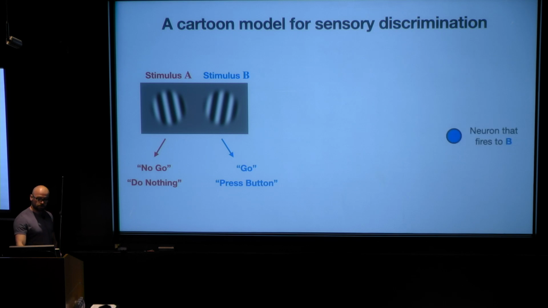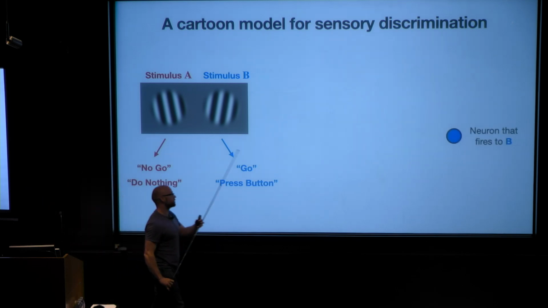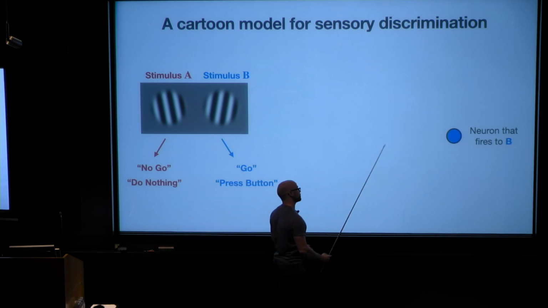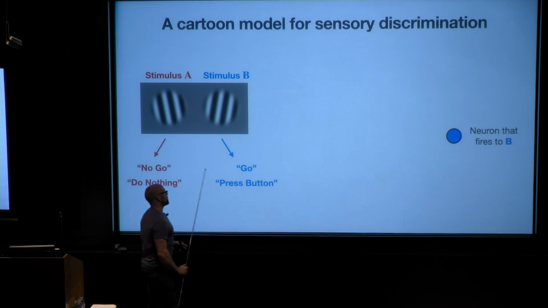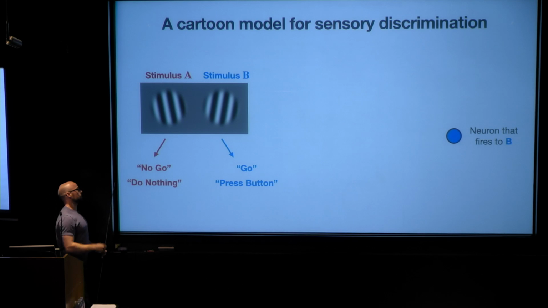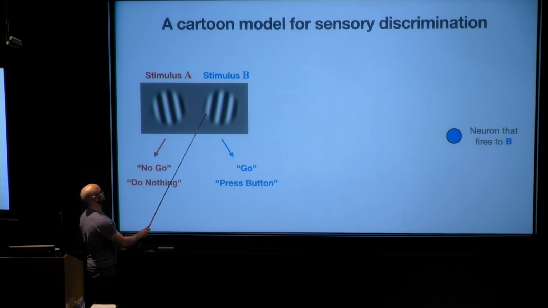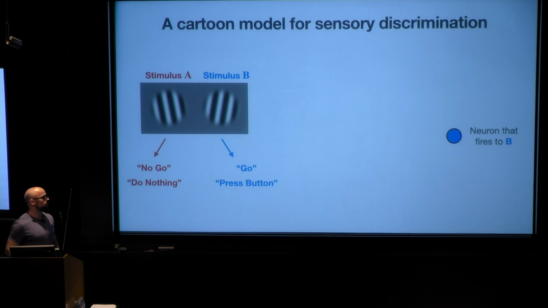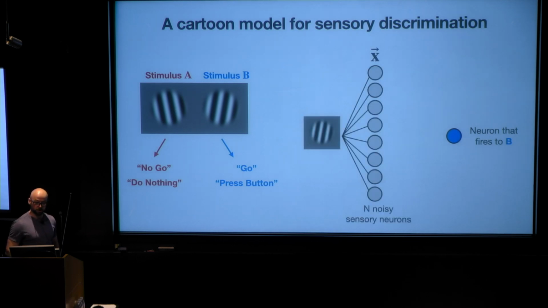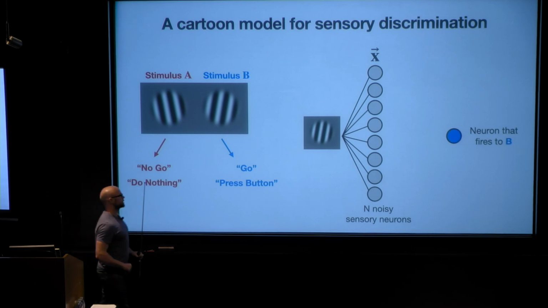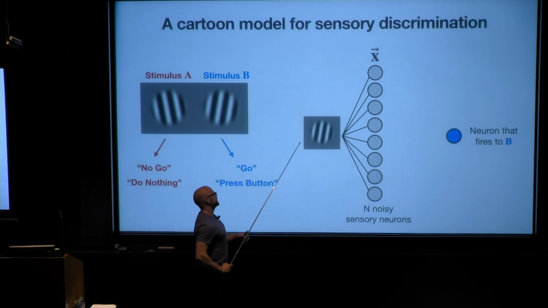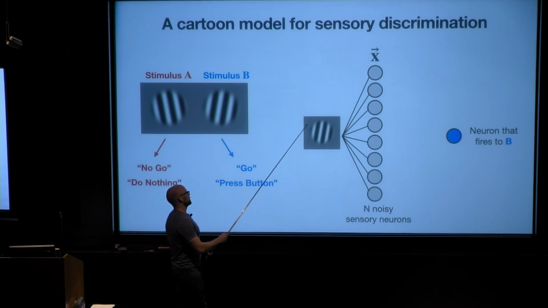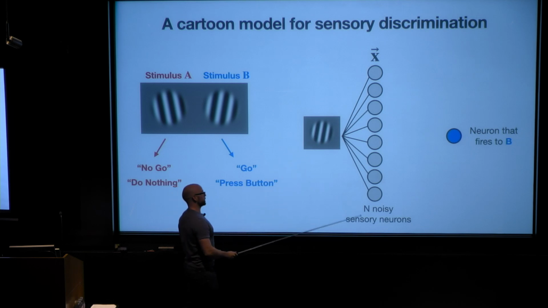OK, so building up a simple cartoon model for how this might work, imagine that I have a brain cell, a neuron, that fires when I'm about to press a button, right? So how would I build a circuit that detects that the stimulus is tilted to the right? And when it does so, I'm going to fire a lot of action potentials and create a motor response. So a really simple toy model is that I have sensory neurons that again are receiving these photons, but they're noisy.